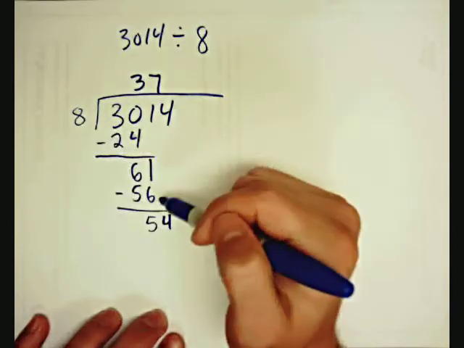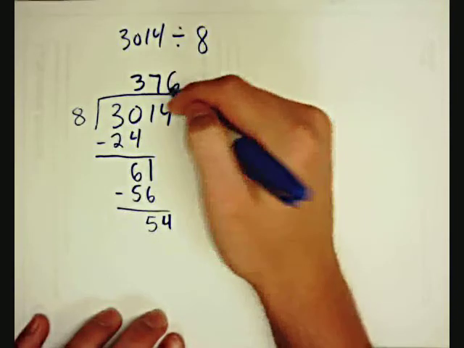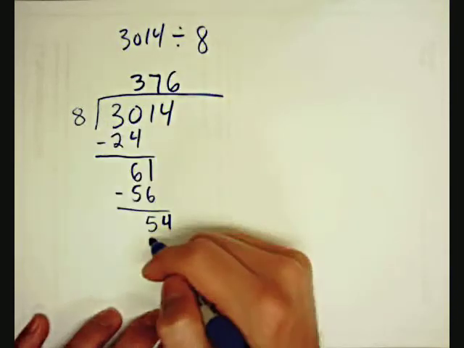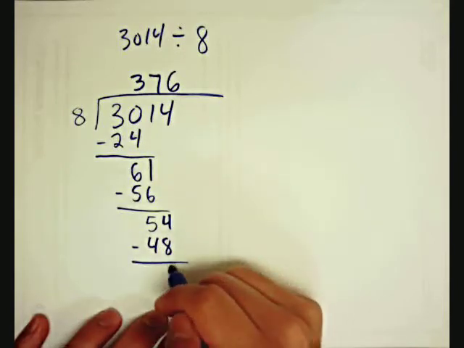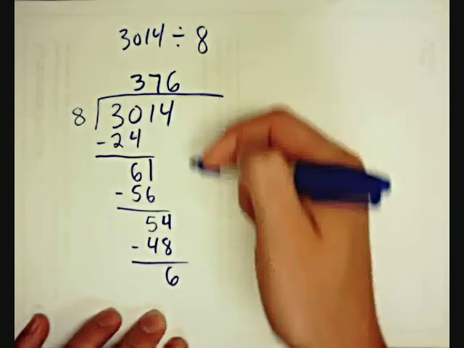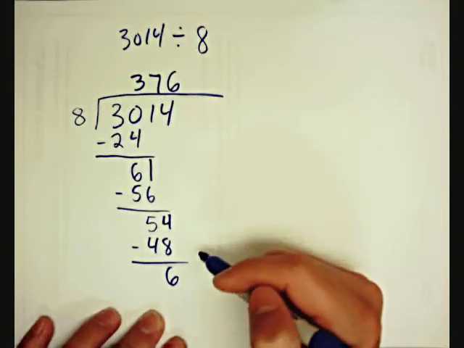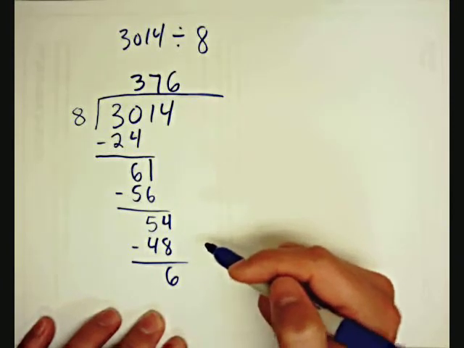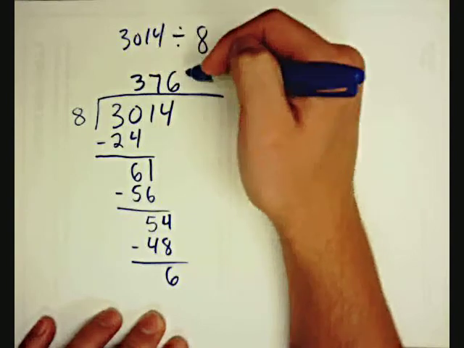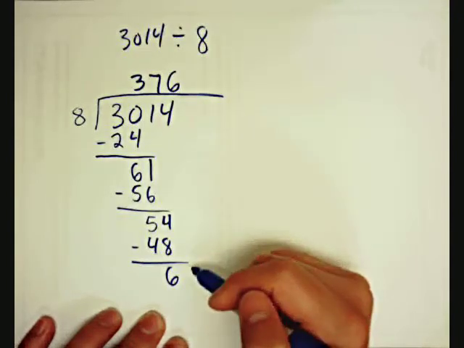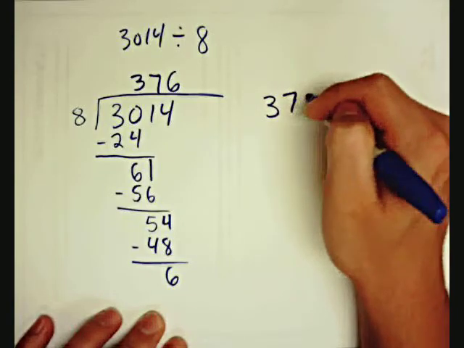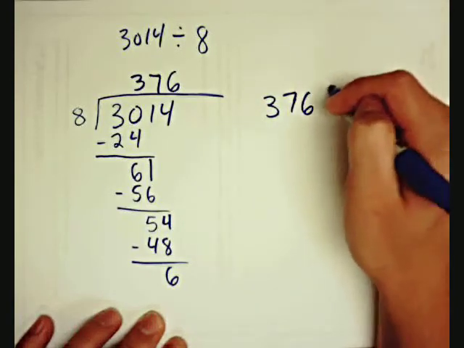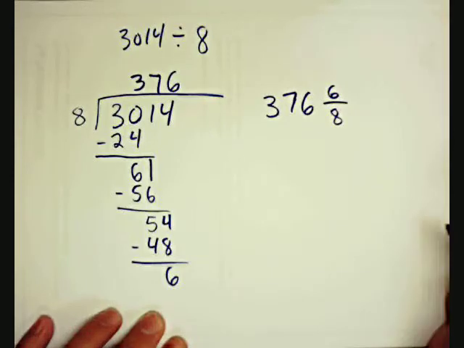8 into 54, 6 times. 6 times 8 is 48. Subtract. We have 6, and no more numbers to bring down. So we say that our quotient is 376 with remainder 6, or another way to write that is 376 and 6/8 as a mixed number.